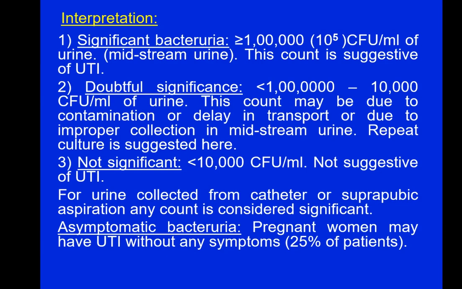If it is collected from a catheter or by suprapubic aspiration, we have to consider this differently. As I told you, there are several factors which may influence the count. If it is from a catheterized patient or an infant, then a lower count also has to be considered. In case of pregnancy, we call it asymptomatic bacteriuria: pregnant women may have UTI without any symptoms.